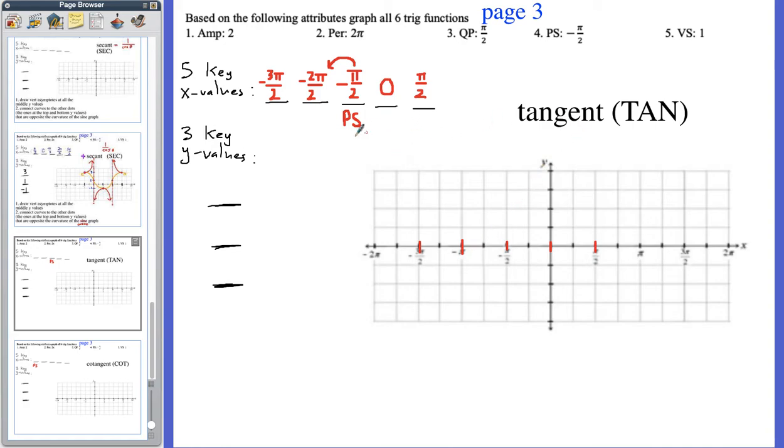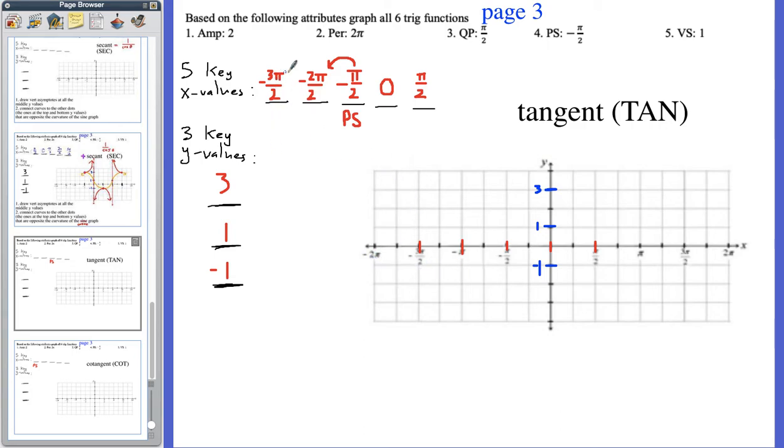Okay, and then we have our y values, they're the same as they always are. Vertical shift in the middle, vertical shift to 1, up and down the amplitude, so 3 and negative 1. So our key y values are still 3, 1, and negative 1. Okay, so now, when we're drawing a tangent or a cotangent curve, it's always the same pattern.